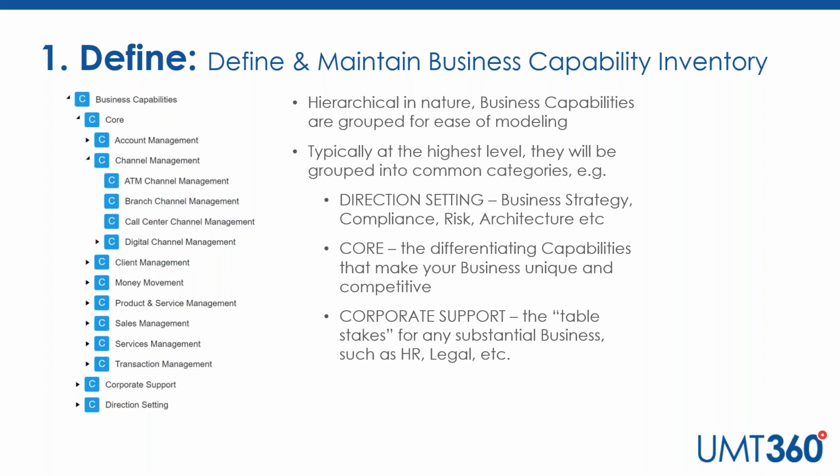Various different folks use different high-level structures, but basically these capabilities you see in the list here are organized into 3 groups. The core is the differentiating part. It's the things that you can do better than your competition, areas that you can improve, areas that define what your business does. Direction setting is the running of the business, or working on the business rather than in the business. That's where you'd look at your strategy, your architecture, your compliance and risk, all that sort of thing.